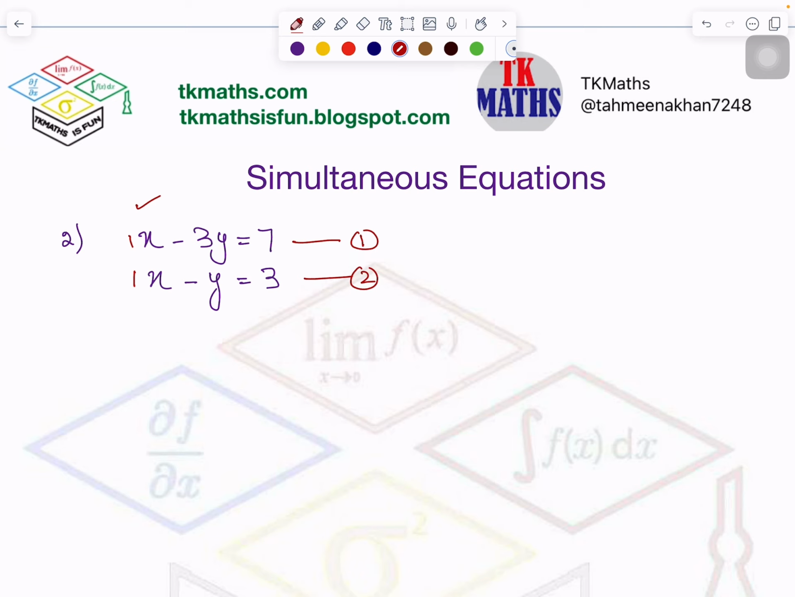So first thing you will see, if the coefficient is the same, fine. Then you will see what the signs are. If signs are the same, then you subtract the equations. But if signs are different, one is plus, one is minus, then you add the equations. I will do that case also for you, right?